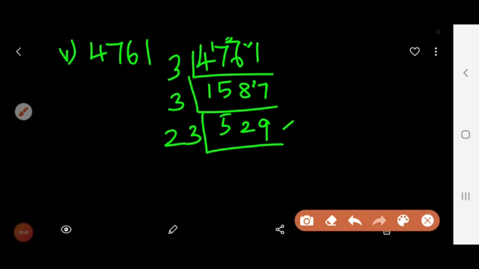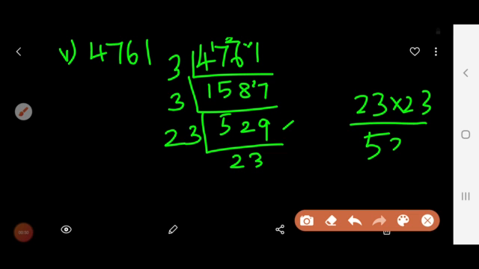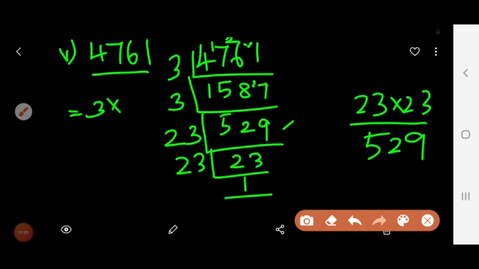Now we get 529, and it will divide by 23. When we divide by 23, the answer will be 23. That is 23 into 23 is 529. Okay. So we can divide this one by 23. We will get 1. Now 4761 equals 3 into 3 into 23 into 23.